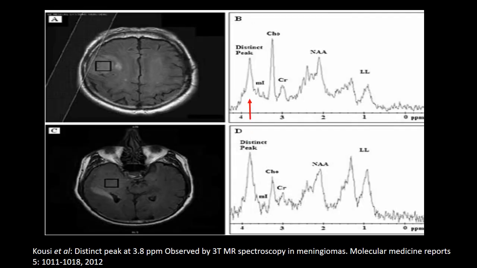Another distinct peak is seen in case of meningiomas scanned on a 3 Tesla scanner. This is seen at 3.8 ppm, and it is thought to be due to a glutamine-glutamate complex. This is routinely not seen in case of 1.5 Tesla scanners and is observed only on meningioma scanned at 3 Tesla imaging.